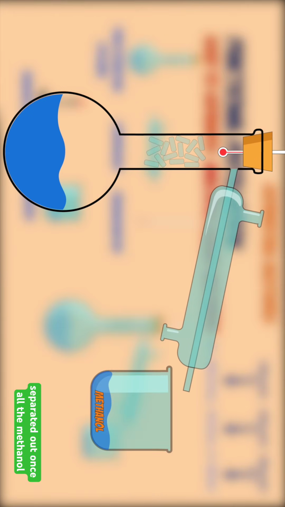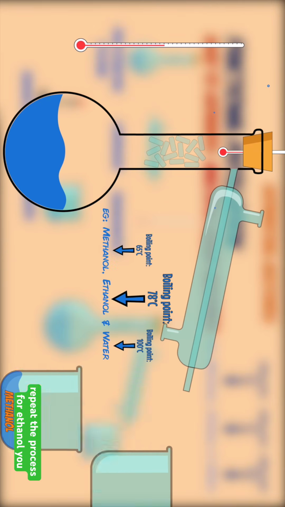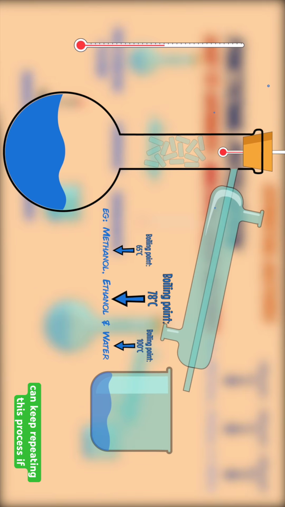Once all the methanol has been separated out, you can raise the temperature to 78 degrees and repeat the process for ethanol. You can keep repeating this process if you have more than 3 liquids in the mixture.